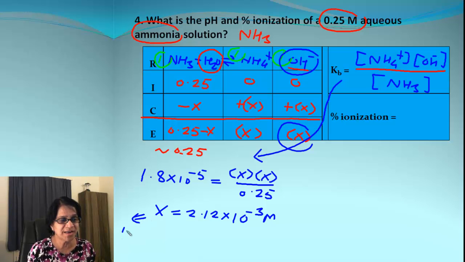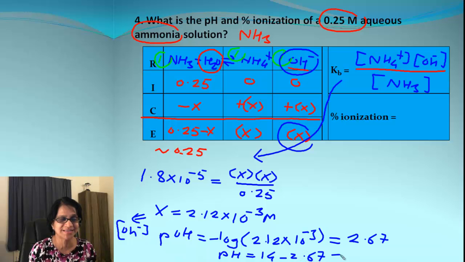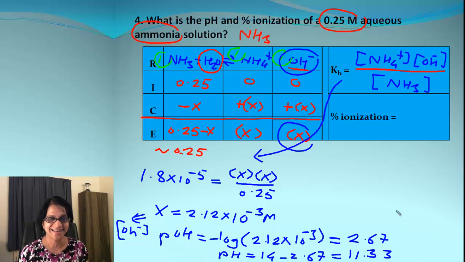So we can find out pOH, and pOH will be negative log of the hydroxide concentration. That comes out to be 2.67, and if that is the value for pOH, pH will be 14 minus 2.67, and that gives you 11.33 as the value for pH.